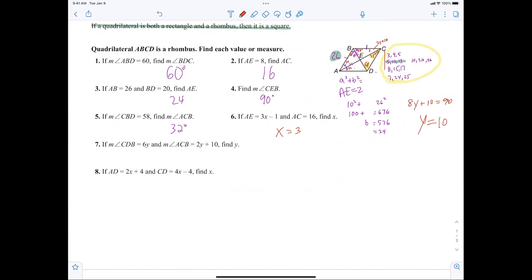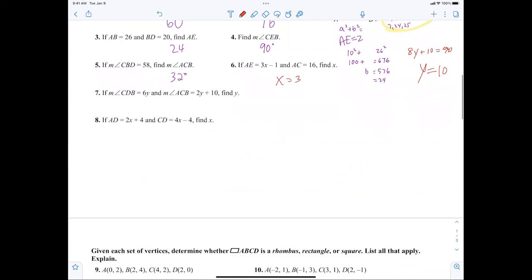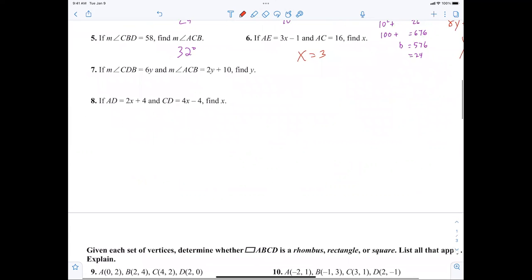So AD is 2x plus 4. So what's true about that, Tanner? What's true, Tanner? That AD and CD are equal. Yeah, AD and CD are equal. AD is equal to CD. So what was X in this case? 4. Anybody else get X equals 4, or everybody else, I should say, get 4? Yeah. Any issues on that?